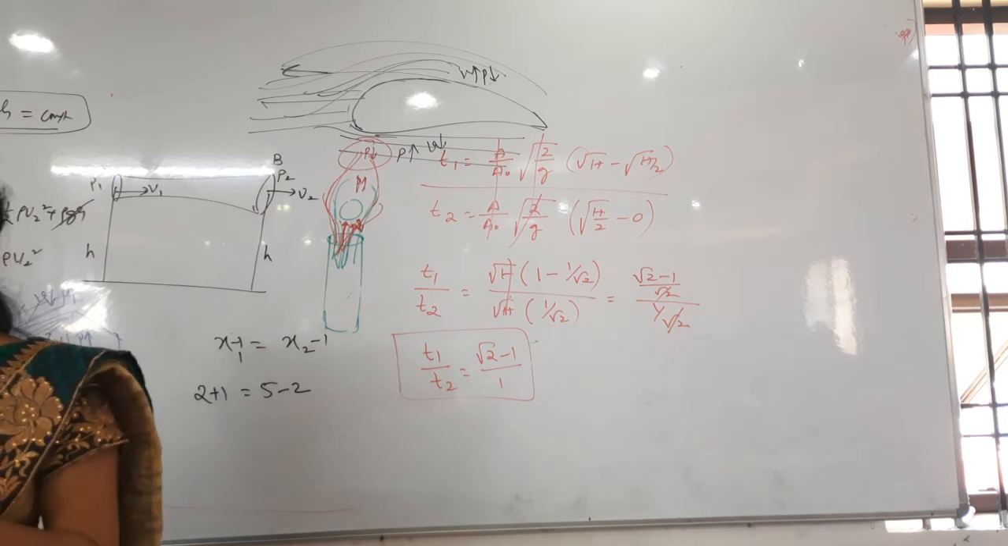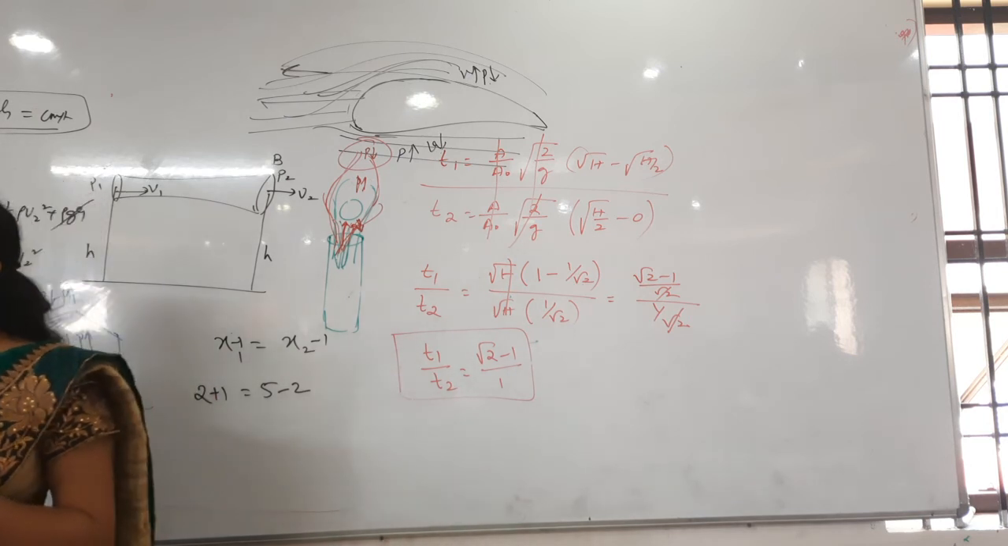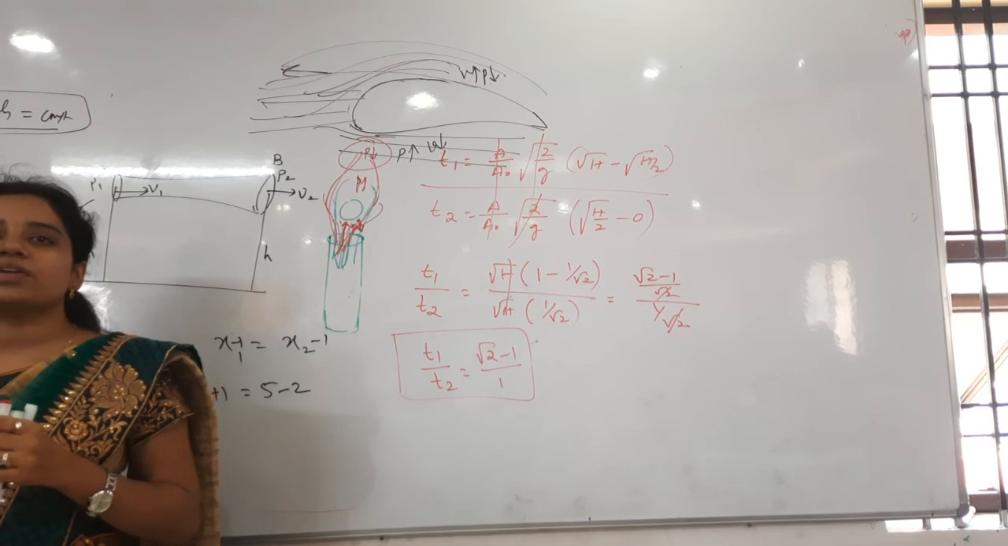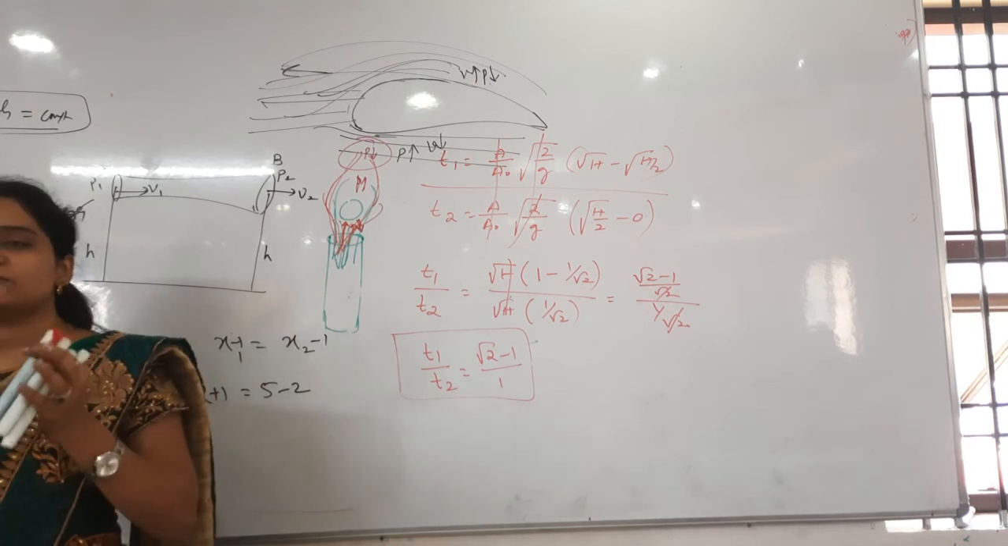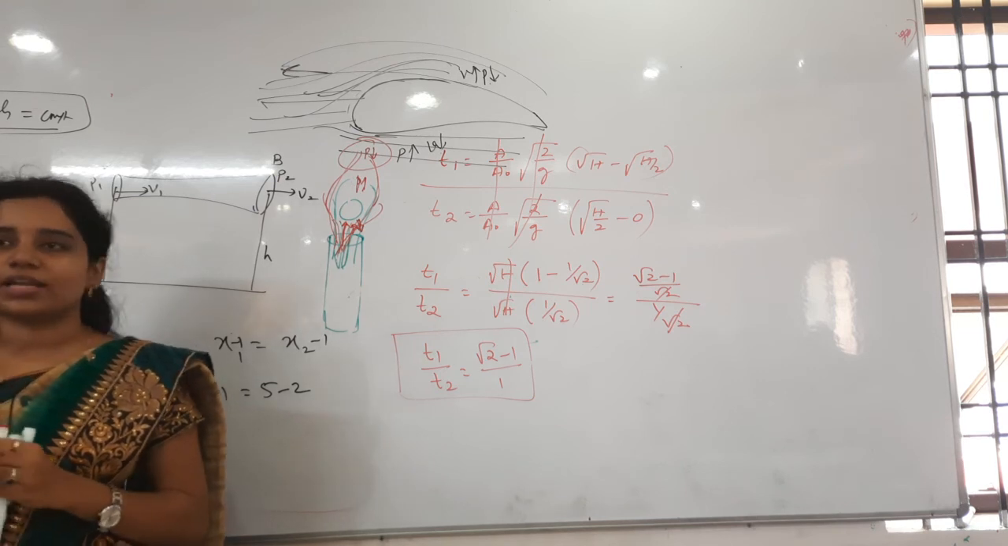That might be dynamic lift. In the case of dynamic lift, on the top of the wing the velocity will be more and pressure will be less. On the bottom of the wing, velocity will be less and pressure will be more, so only it will get lifted up. That is about dynamic lift.